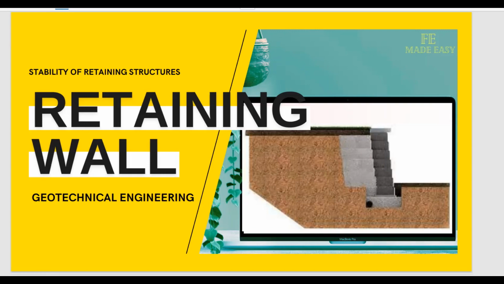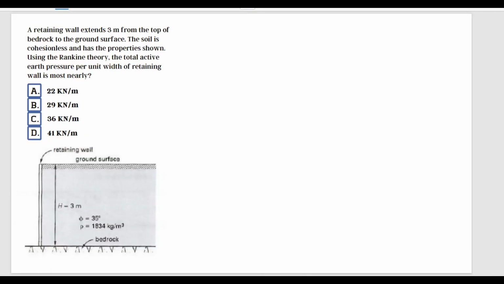Now let's get back to our problem for today. A retaining wall extends 3 meters from the top of bedrock to the ground surface. The soil is cohesionless and has the properties shown. Using the Rankine theory, the total active earth pressure per unit weight of retaining wall is most nearly.